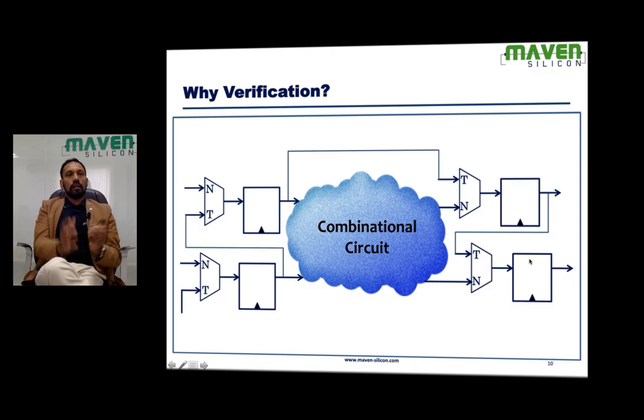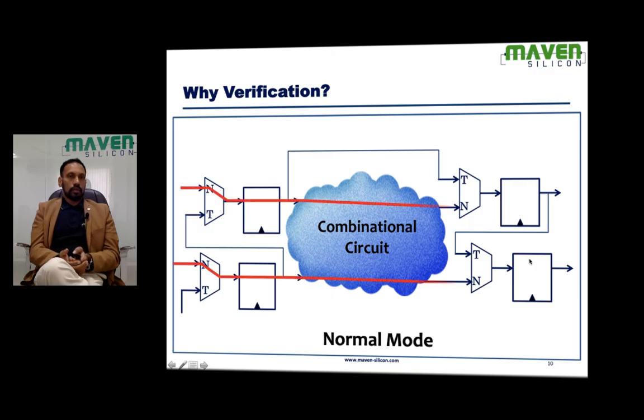Then I can think of running the design in different modes like normal mode and scan mode. During normal mode, the data flow happens like this. With the help of the multiplexer, we put the design in normal mode. So you can choose either mode, normal mode or test mode. During normal mode, the data flows like this: register, then combinational logic, then register.